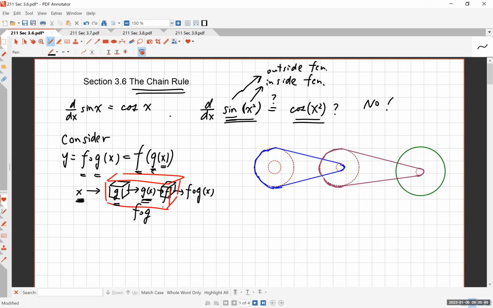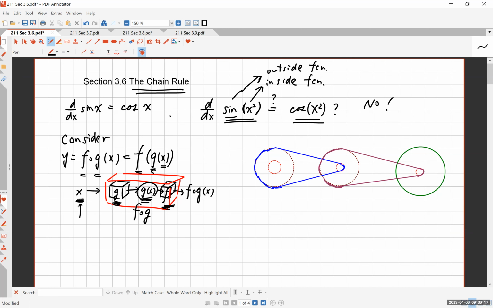And then f has its own derivative. Let's say the derivative of f at this input, g of x, is 4. So then as g increases by 1 unit, f increases by 4. But remember, x is thrown in first, and the derivative of g may be 3 at x. Let me illustrate what I'm talking about.